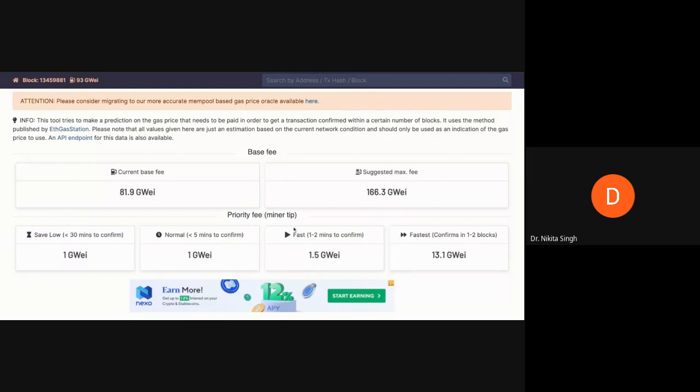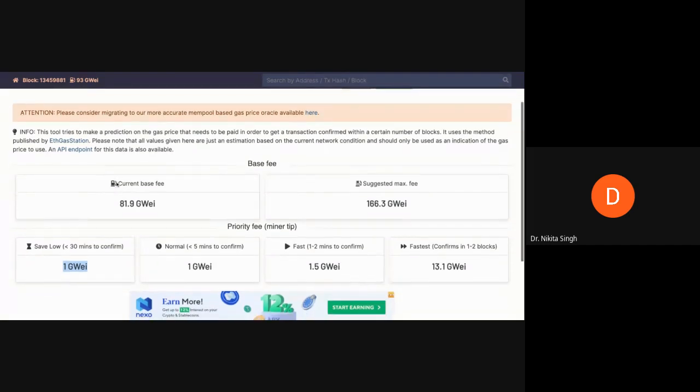Okay, so if I want my transaction to get confirmed in say 5 to 7 seconds, I will choose this. But if I'm not in a hurry, I just want my transaction to get confirmed, I will choose this 1 GY here. All right. So this gas price is decided by the miners of the network. The more that you're willing to pay, the faster your transaction will get confirmed. So this is the gas price.